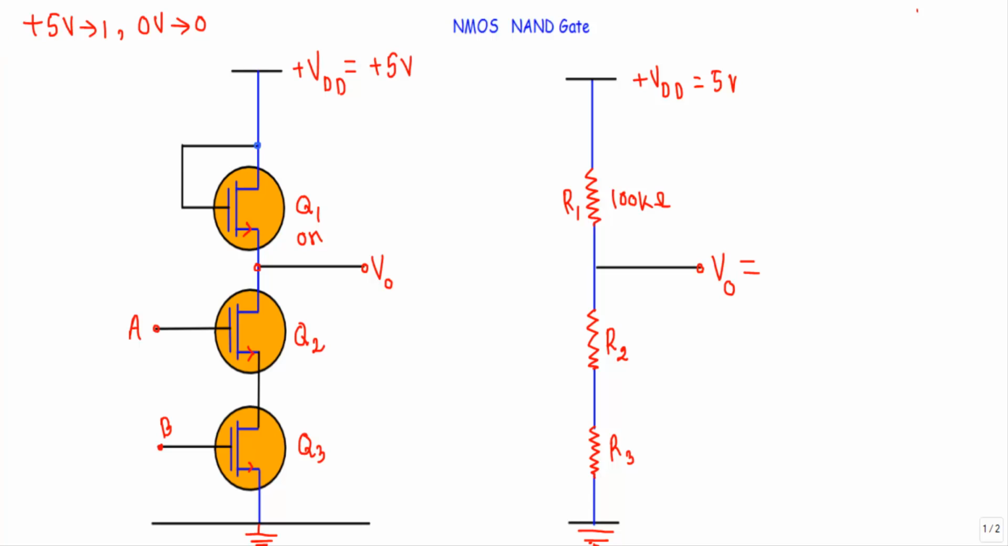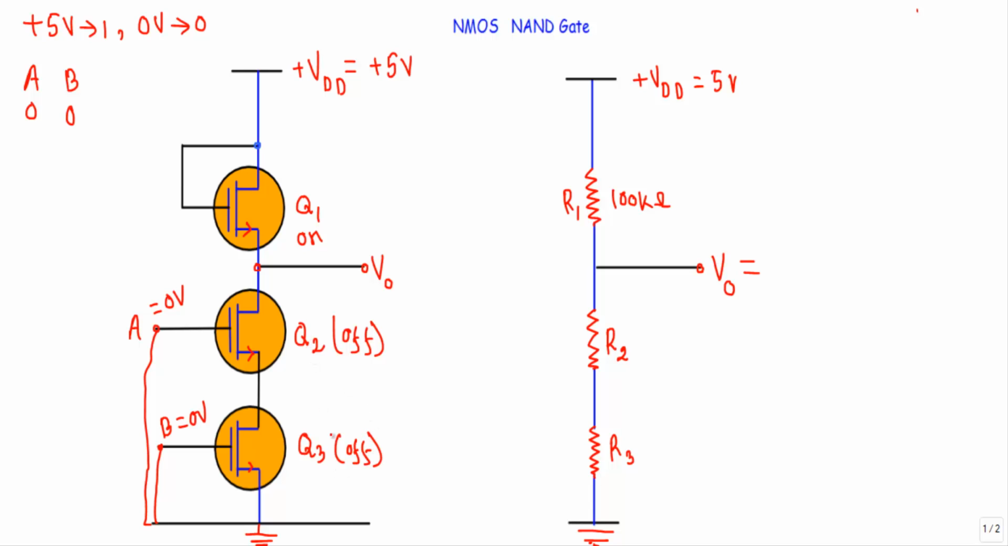Now let me talk about the logical operations of NMOS NAND gate. At first I will consider the case when A will be at logic 0 and B will be at logic 0. That means I will connect this terminal with ground terminal and this terminal with the ground terminal. 0 volt, 0 volt. In that case the transistor Q2 will be in off state. The transistor Q3 will also be in off state.